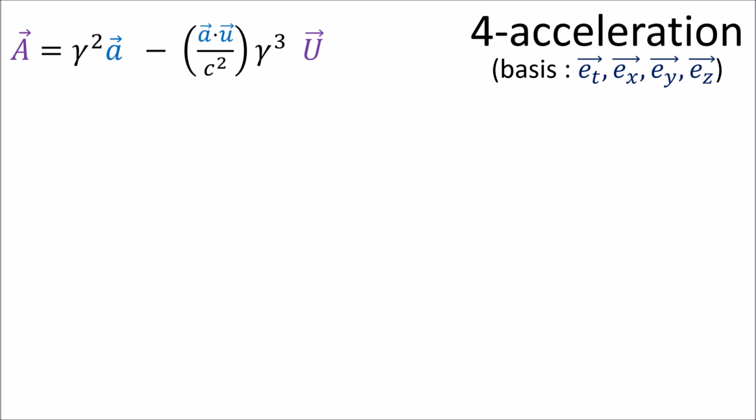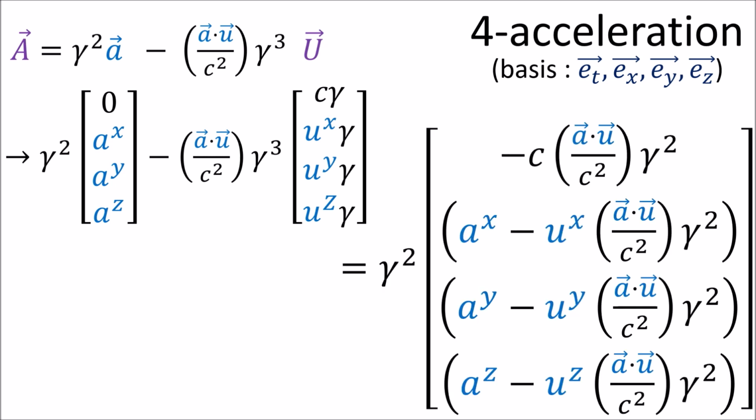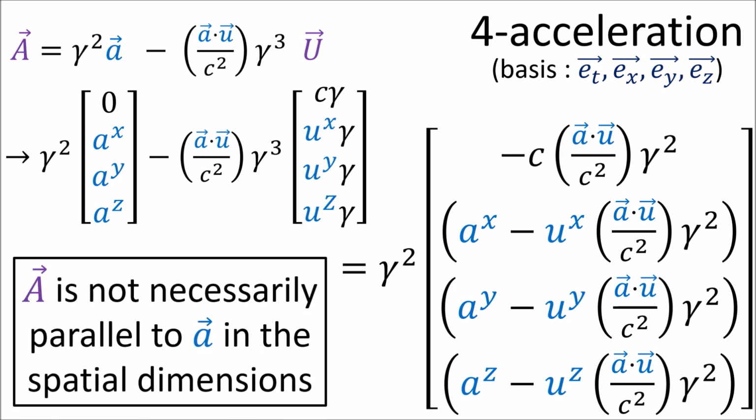and if we like, we can write out the components of the 4 acceleration as a sum of 2 column vectors, which gives us this. So the formula for the 4 acceleration vector is actually quite ugly. The most interesting thing about the 4 acceleration big A is that it is not necessarily parallel to the 3 acceleration small a in the spatial dimensions x, y, z. If the dot product small a dot small u is non-zero, then the 4 acceleration components in x, y, z actually get another term in addition to the standard 3 acceleration small a.